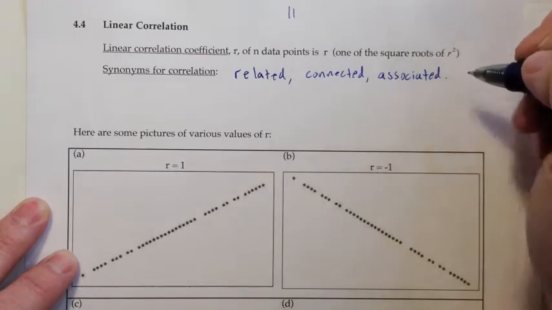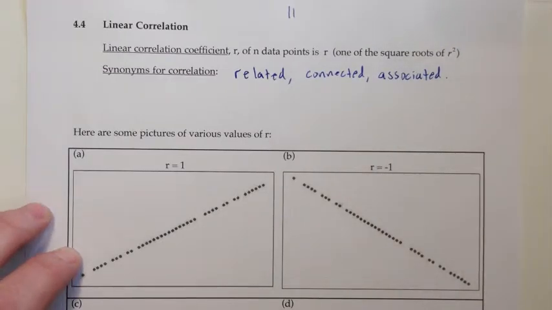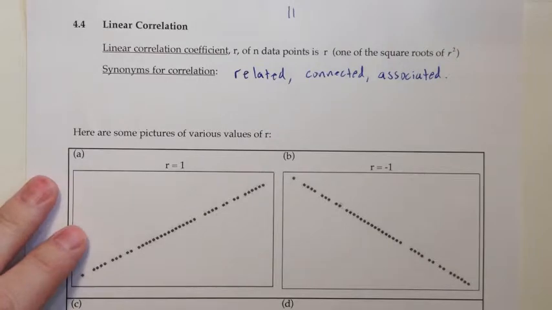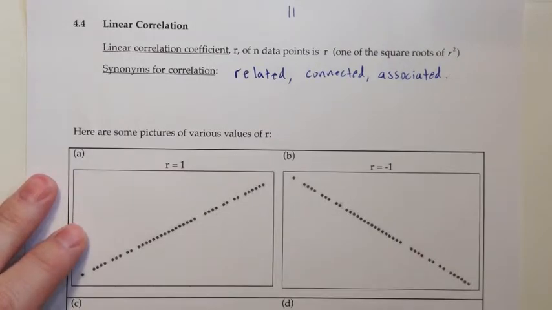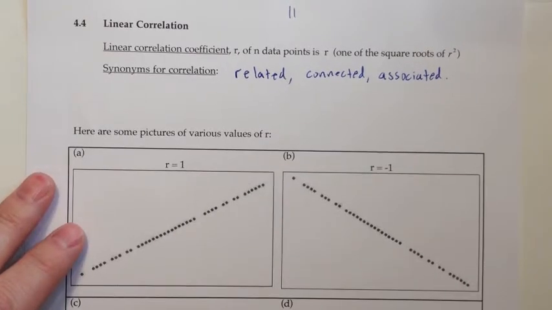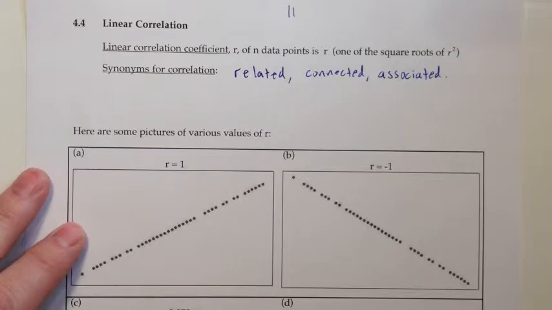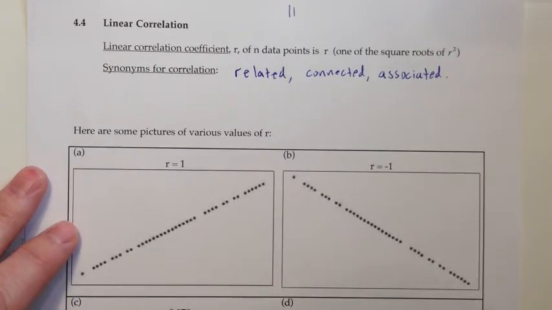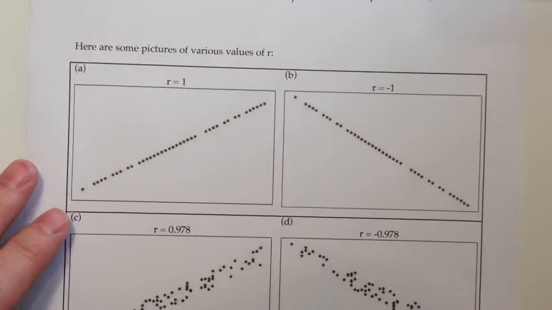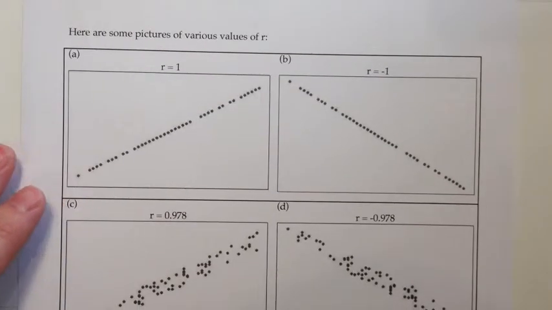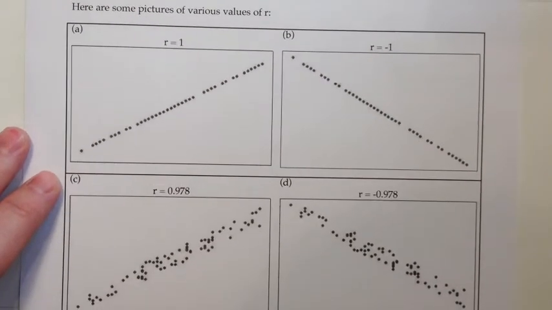So specifically in statistics, we would say that the linear correlation coefficient r is a number that measures the strength and direction of a linear pattern for our data set. So we're looking at data that's not just related, connected, or associated, but connected and related in a linear fashion. And the correlation is going to tell us how strong that connection is and what direction it is in. So the best way to get a feel for this at first is just to look at some examples. So let's do that.